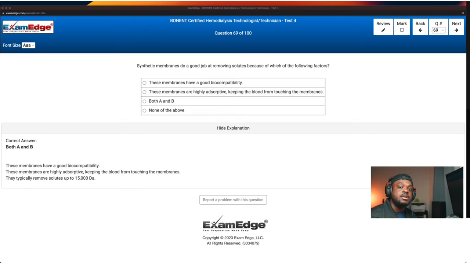Then you'll have your parallel plate dialyzer. The key indication about this dialyzer is that they were flat, like sandwiches. Okay, so anytime you see something that says a sandwich-like type dialyzer, that's your parallel plate. And then you have the most commonly used, your HFAK, your hollow fiber artificial kidney, hollow fiber type dialyzers. Those are the ones that we use today.